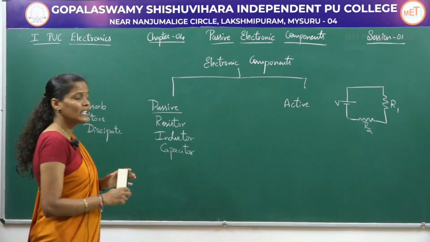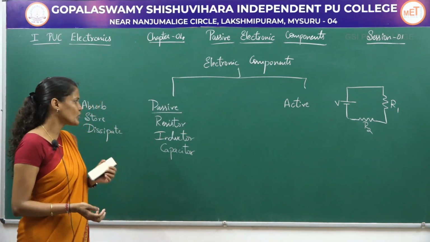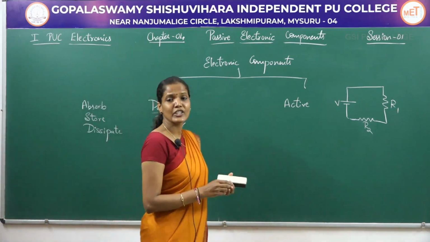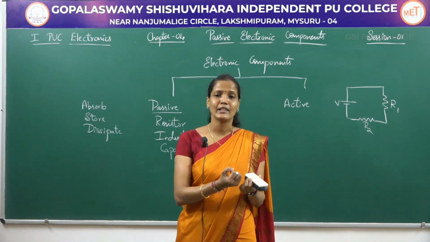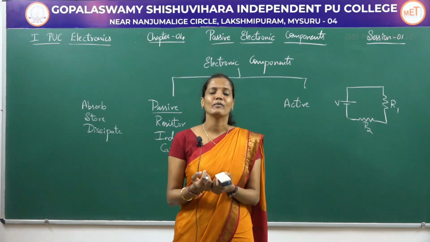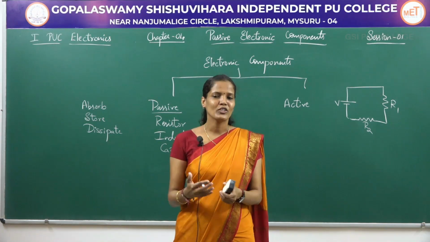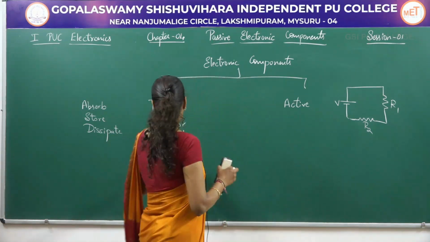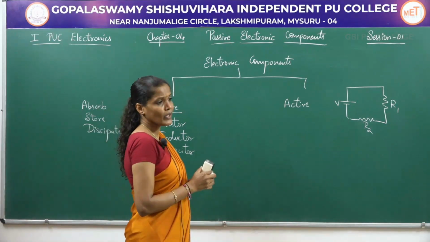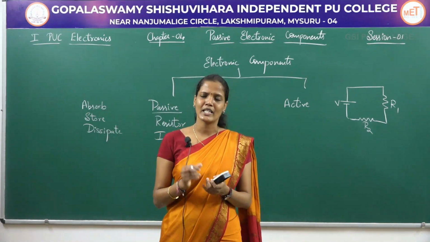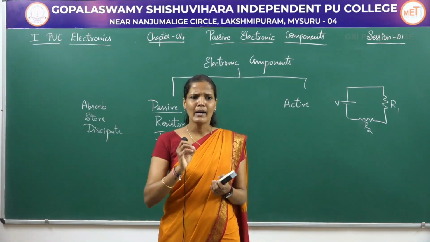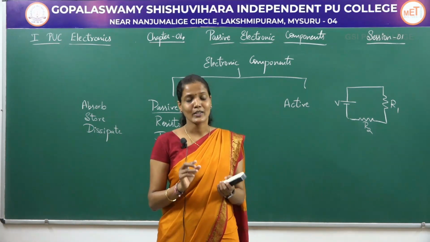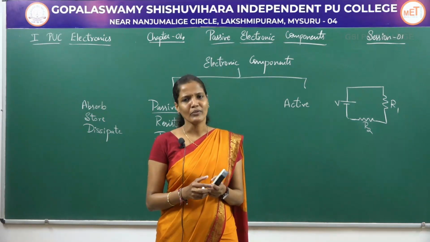And the second one is it stores the energy. Coming to the inductor and capacitors, the energy will be stored either in the form of electrostatic energy or in the form of magnetic energy. That we are going to deal with when we look into these topics, that is inductors and capacitors. And when it comes to dissipating energy, these passive components will dissipate the energy. Some amount of the energy will be wasted in the form of heat. That is what is called as the dissipation of energy.